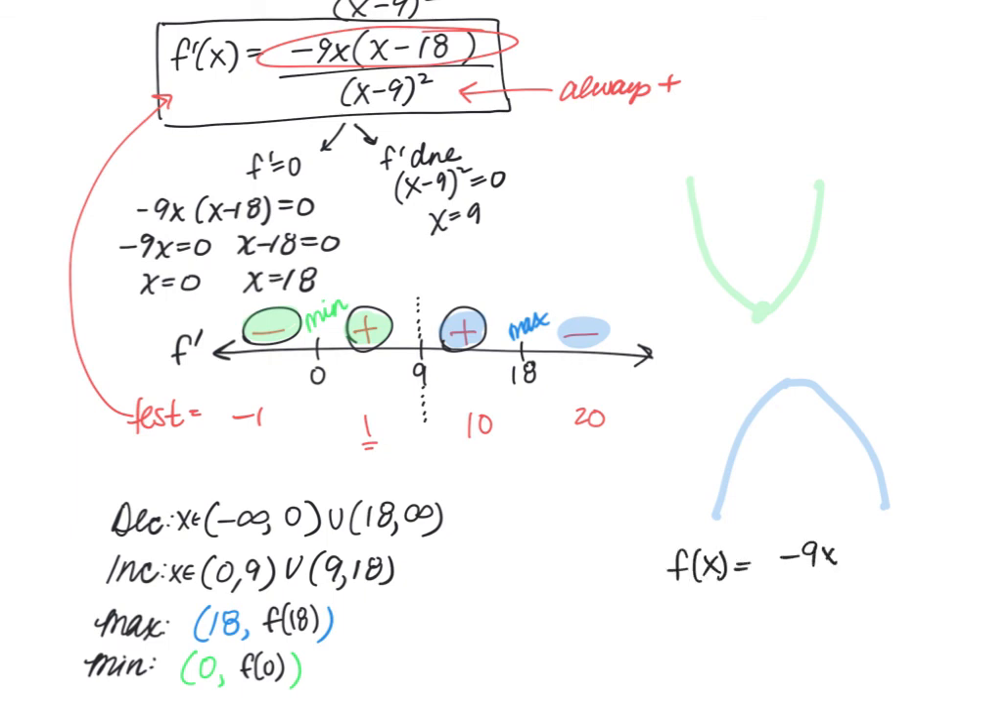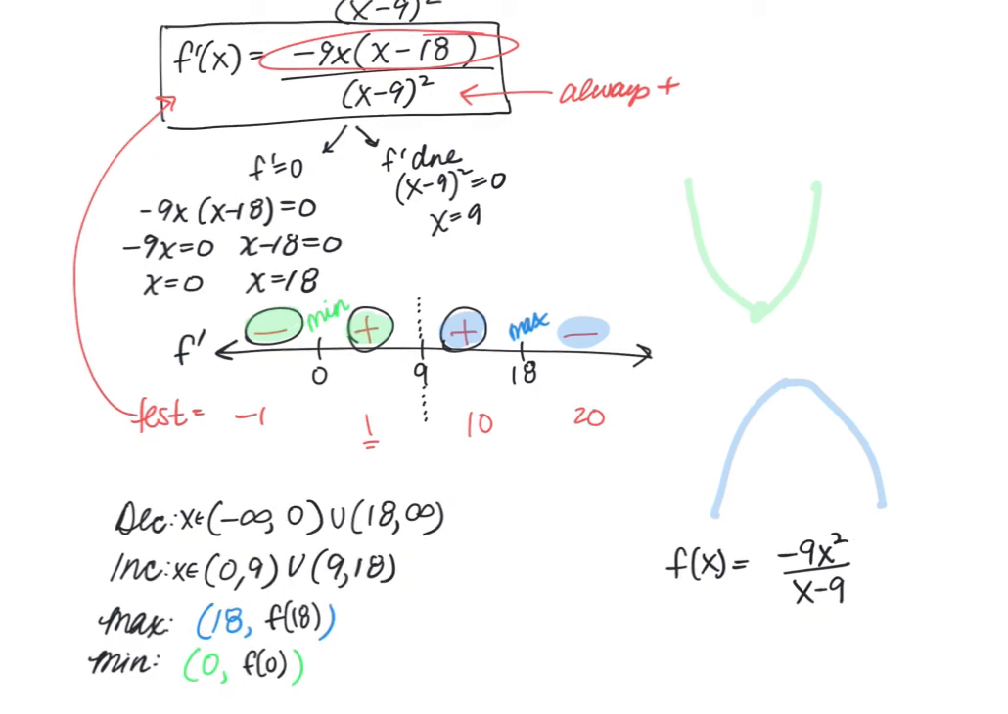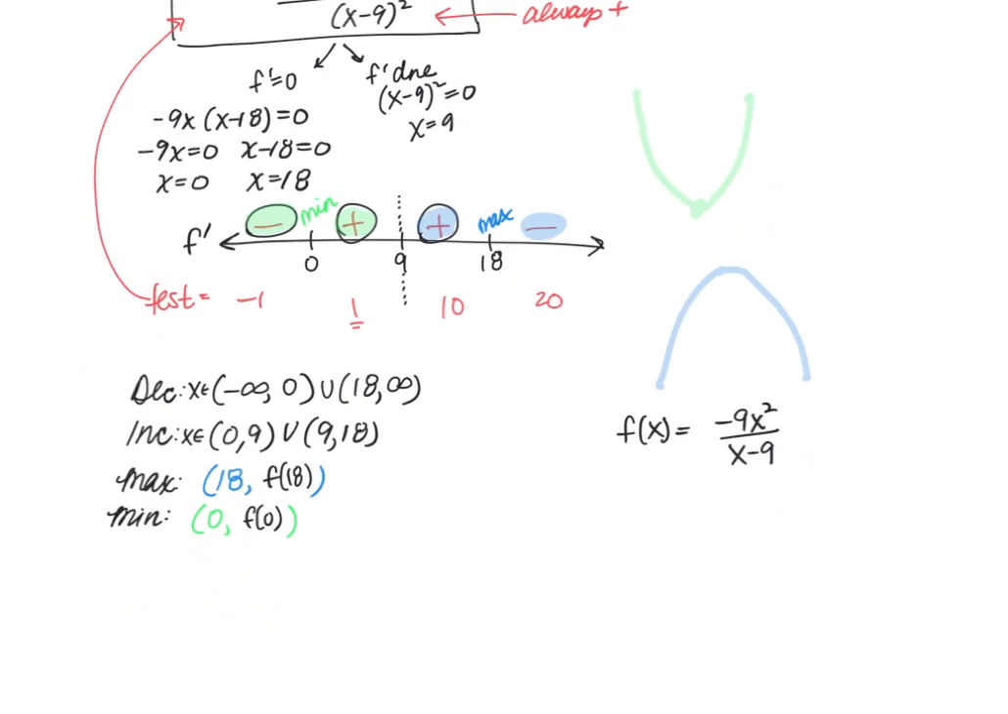which was negative 9x squared divided by (x − 9), then you can see plugging in 0 will just give me 0. So it looks like we have a relative minimum or a local minimum, which will be (0, 0). And then we'll have to go ahead and plug 18 in for x there. So negative 9 times 18 squared divided by (18 − 9) gives us negative 324. So we have a relative maximum at (18, −324).